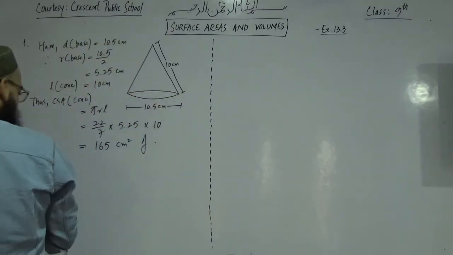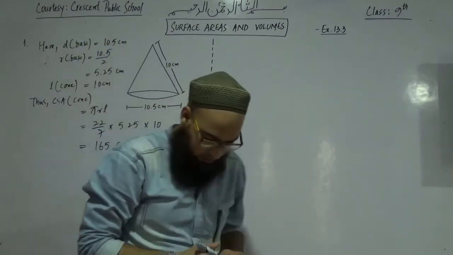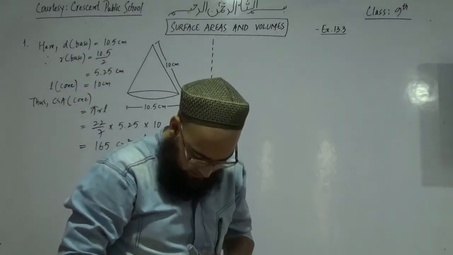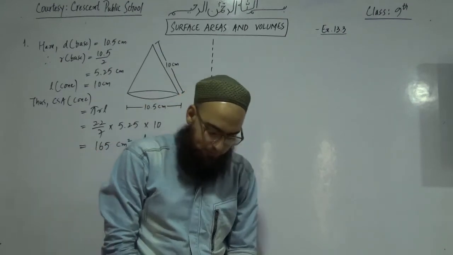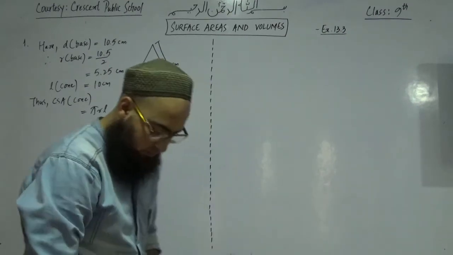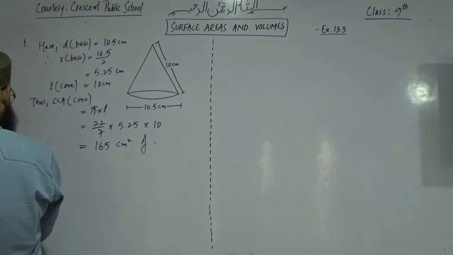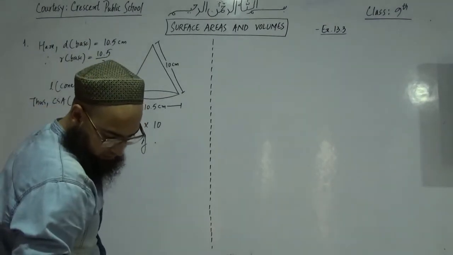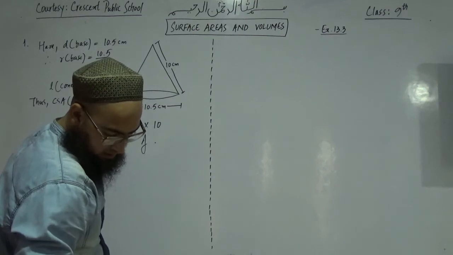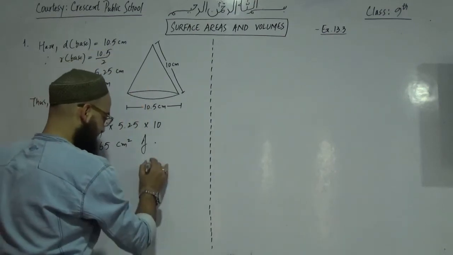Now question number two. It says find the total surface area of a cone if its slant height is 21 meter and diameter of the base is 24 meter. Let me show you a second. Find the total surface area of the cone if its slant height. Now you have a cone.